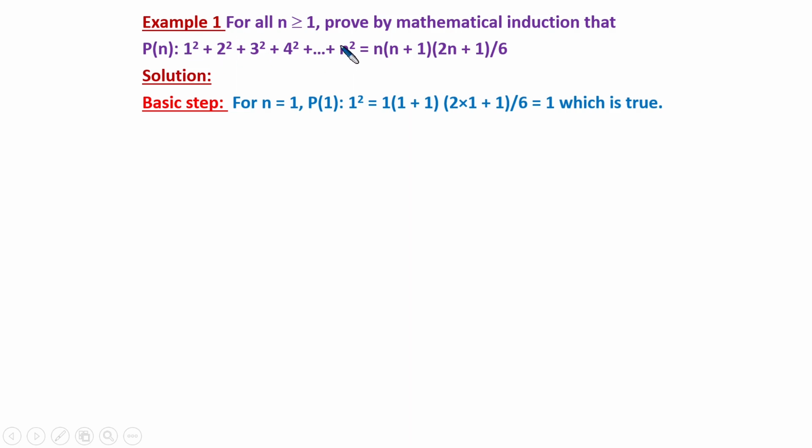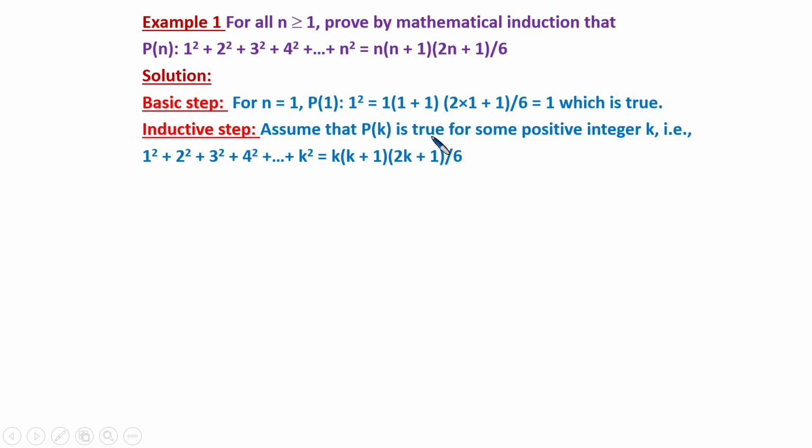So now I assume that this is valid also for whatever is given to you. So here assume that pk. As I said earlier, let us change the variable to k here. It is immaterial. Assume that p of k is true for some positive integer. That is, 1 square plus 2 square up to k square is k into k plus 1 into 2k plus 1 by 6.